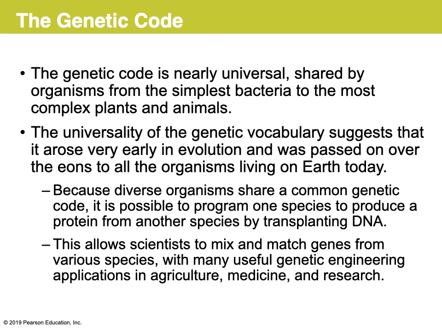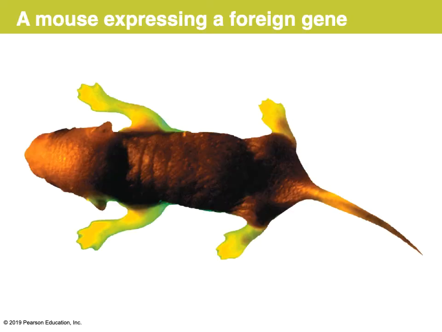Now, because diverse organisms share a common genetic code, that's why we can program species to produce a protein from another species by just transplanting DNA. And so this ability to mix and match genes is now coming up in things like agriculture, medicine, research. In this case, you see this mouse showing some glowing proteins, right? If you put fluorescent light on this mouse pup, you can see that parts of it are glowing. And of course, the first question is, why are you making mice that glow? Well, it's not so much that you want to see the mice glowing.